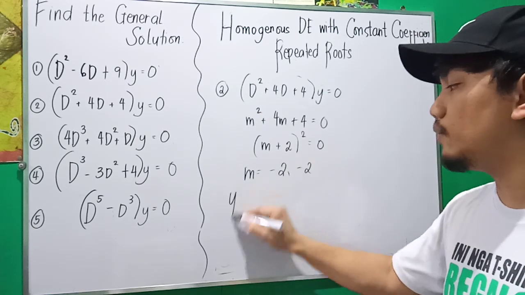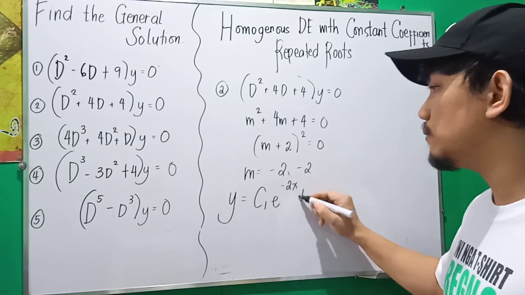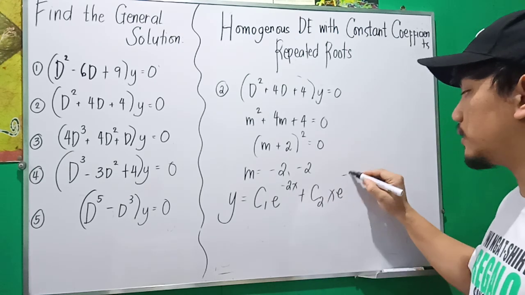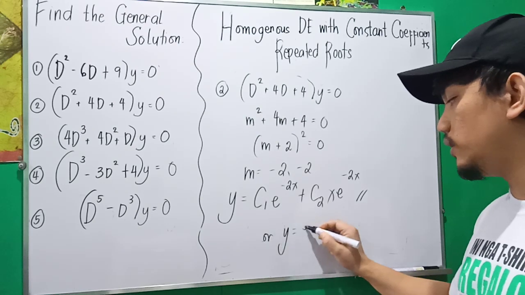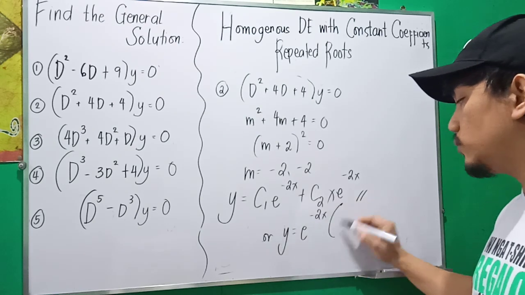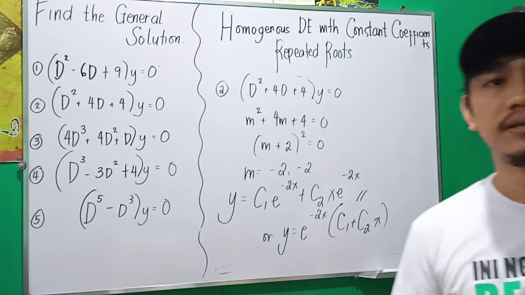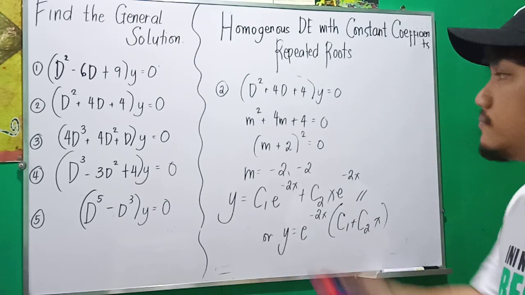And then, what will happen? Our answer will be y is equal to c1 e raised to negative 2x plus c2x e raised to negative 2x. Lalagyan na natin siya ng x kasi naulit. Ayan. Or, pwede mong gawin na y is equal to e raised to negative 2x multiplied by (c1 plus c2x). Parehas lang yan mga lodi. Okay? Napakasimple lang yan. Number 3.